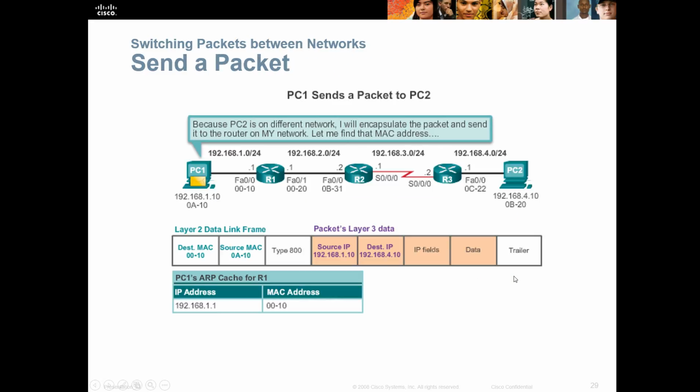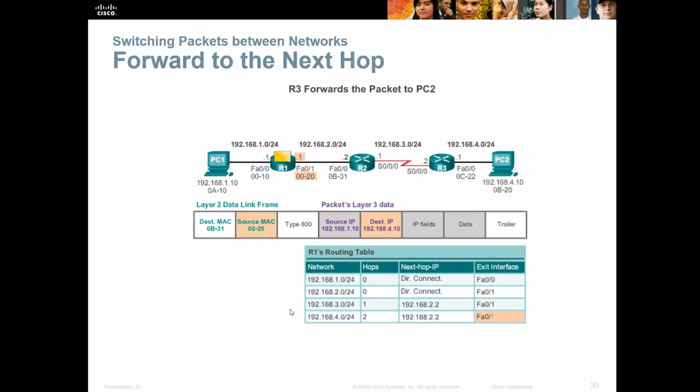So how do we send a packet? Conceptually, from PC1, the protocol is going, okay, I need to access PC2. It's not on my LAN. I need to encapsulate it and send it to my default gateway. Keeping in mind, the default gateway is the router on the LAN. So it will forward it to the FA0/0 interface, or the MAC address 00-10. It will forward it to the router.